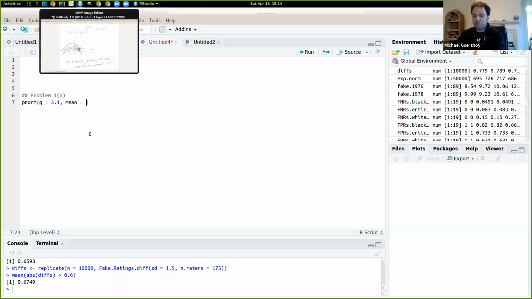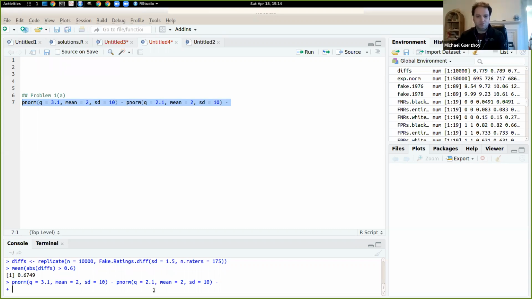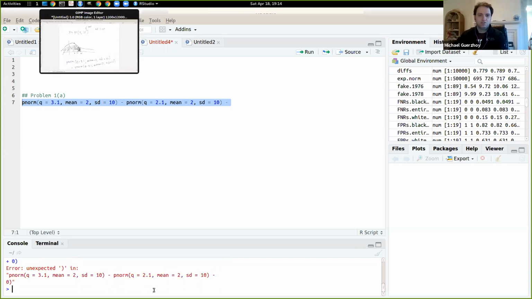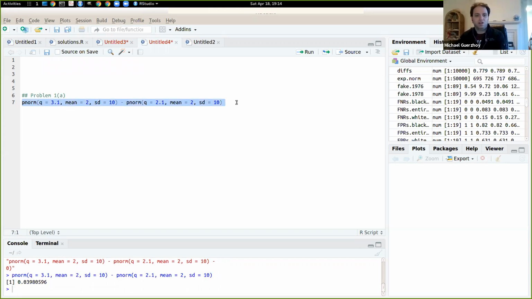So we'll say mean is 2, SD is 10, and we'll subtract pnorm of 2.1. I have a minus there, so I'll just delete that. And that comes out to, okay, 4%.